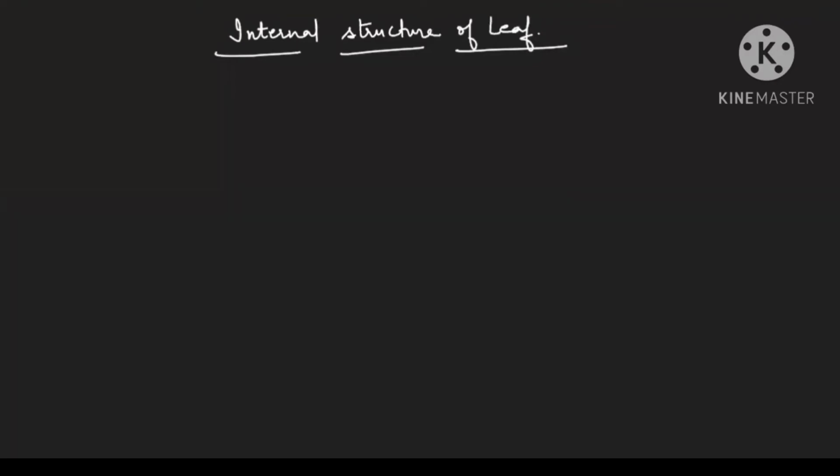In this video we are going to study the internal structure of leaf, both dicot and monocot leaf. First of all, let us discuss dicot leaf. Dicot leaf means they are present in the dicot plant and they have a dorsiventral surface, that is why this leaf is known as dorsiventral leaf. Means it has two surfaces, dorsal surface and ventral surface, that is why it is known as bifacial leaf.